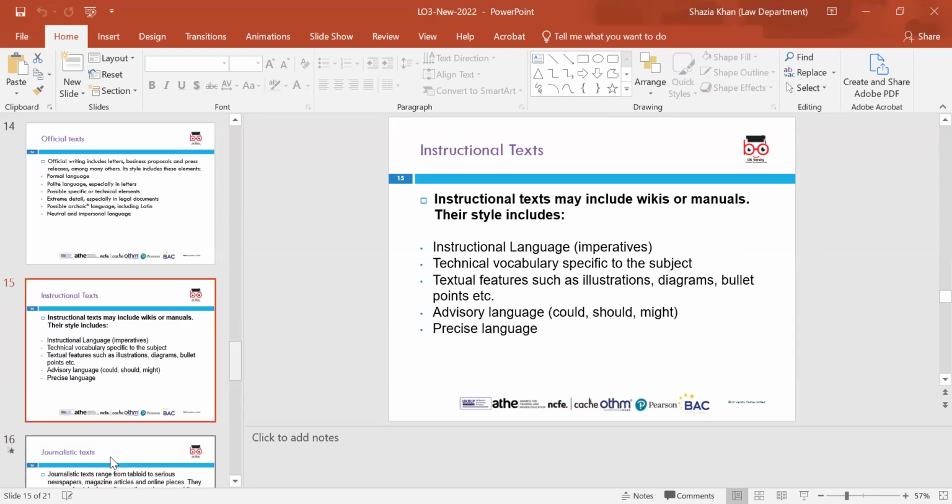We then went on to look at instructional texts, which may include wikis or manuals. So this could be a manual for a washing machine or a microwave on how you use it, with technical vocabulary, and there might be illustrations. It might be you putting a wardrobe together and them having pictures on how that wardrobe will be put together.